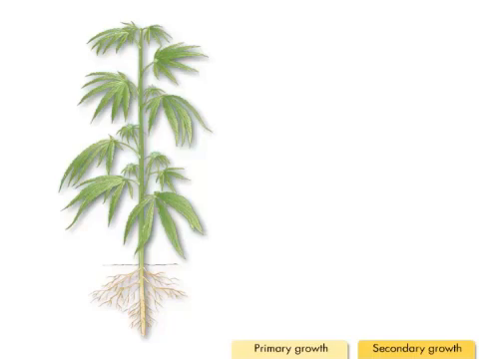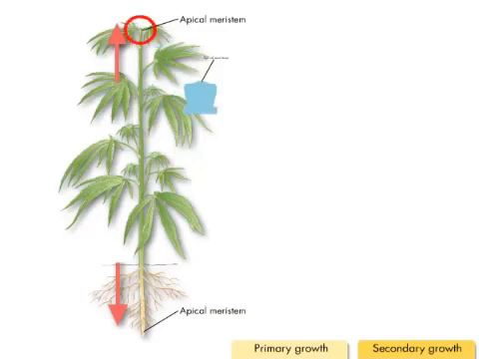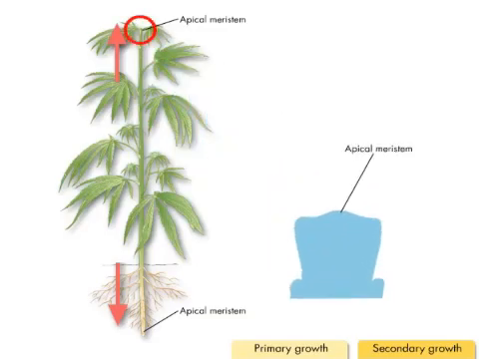Plants grow longer by means of perpetual growth zones called apical meristems, groups of dividing cells at the tips of stems and roots. Apical meristems allow shoots to grow upward toward the light and roots to grow downward toward water. Let's take a closer look at the apical meristem on the tip of a stem and observe primary growth in action.